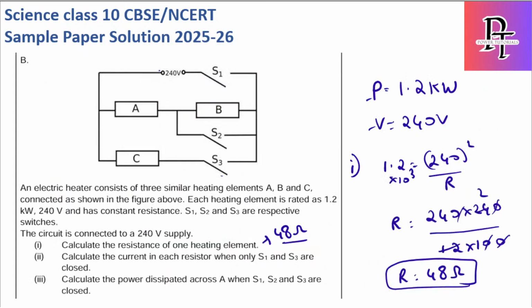Okay. Let's move to the B part. The B part question: we have a total of three switches, S1, S2 and S3. In the first case, they provided the power rating in the same way, and they are asking to find the resistance. Here the voltage is provided and the power rating is provided. So that's why I have used the V square by R formula, and then I have found the resistance value.